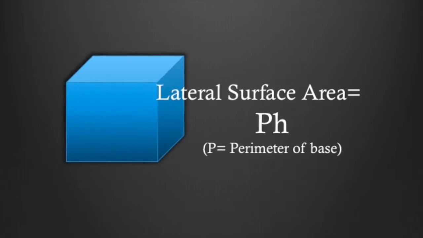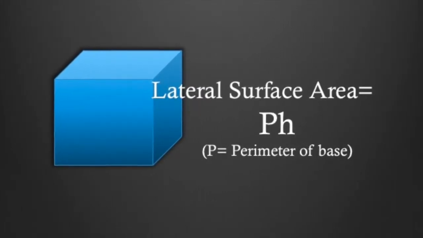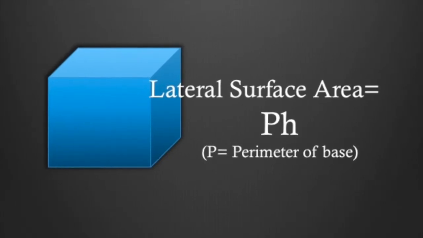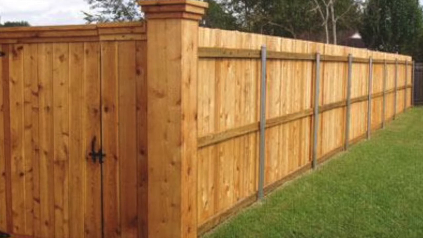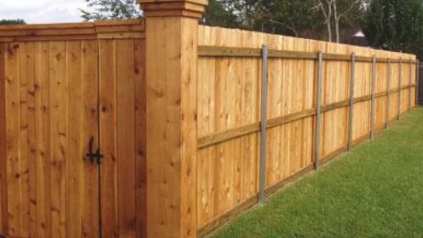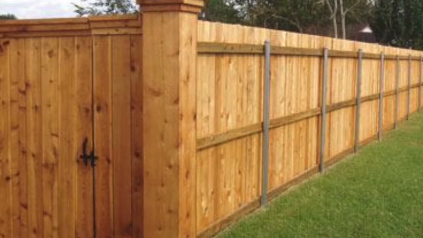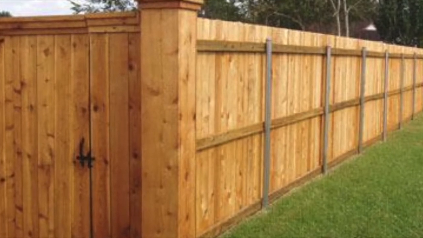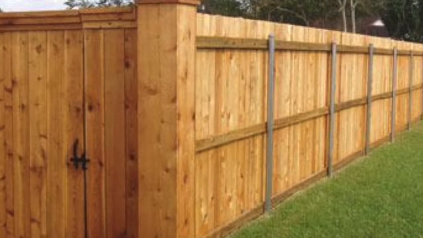Lateral surface area of a prism we're going to find by finding the perimeter of the base and multiplying it by the height. How many square feet of wood would you need to build a fence if it's going to go all the way around a structure? Well, you're not going to have fence on the top or the bottom, therefore we'd use lateral surface area, and because it's a prism, we would use our formula for lateral surface area of a prism.